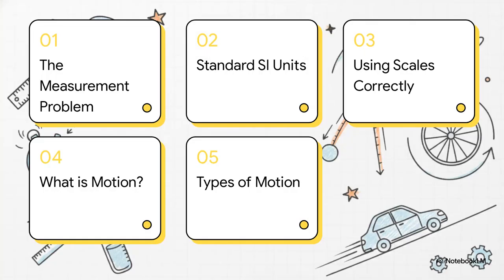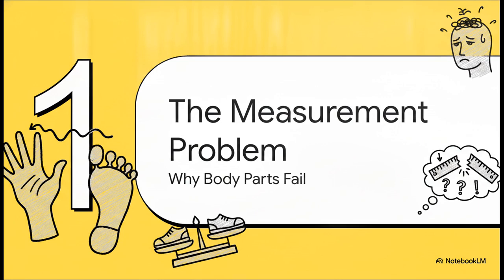So here is our roadmap for this explainer. First, we'll tackle the measurement problem, then look at standard SI units as the fix, and go over using scales correctly. After that, we'll shift gears to ask, what is motion? And wrap up with the types of motion. Let's move.